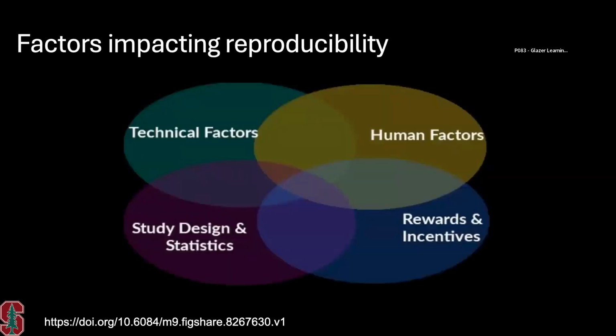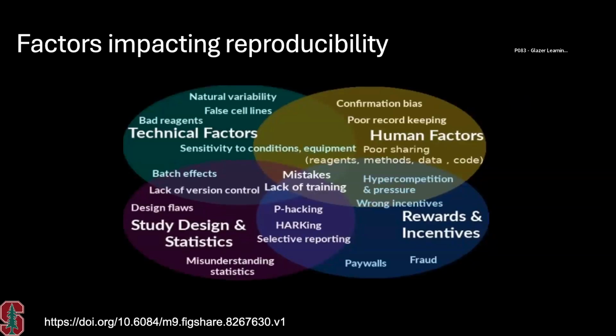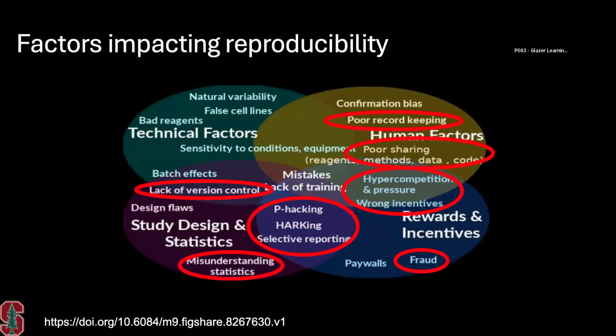So what are the factors impacting reproducibility? Well, there are technical factors, human factors, study design and statistics, rewards and incentives, which can be subdivided into a lot more. So today I'm going to go through a few of these.